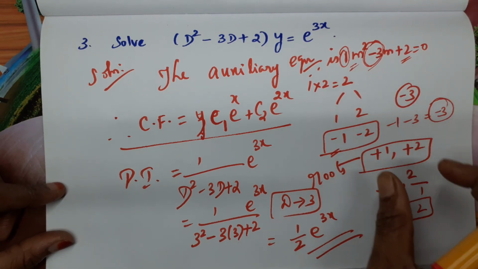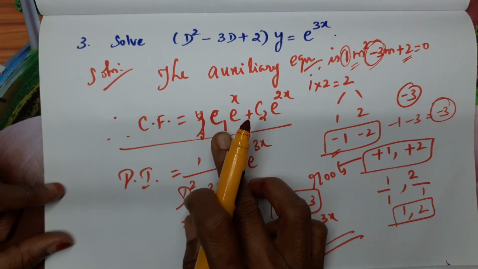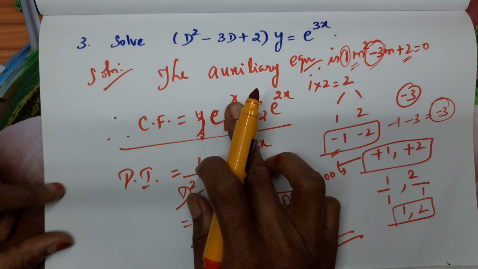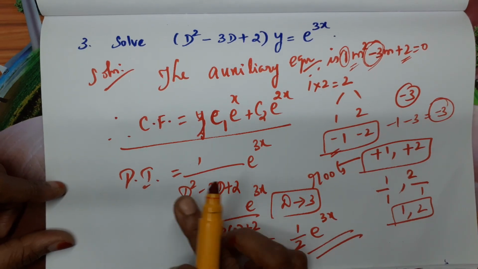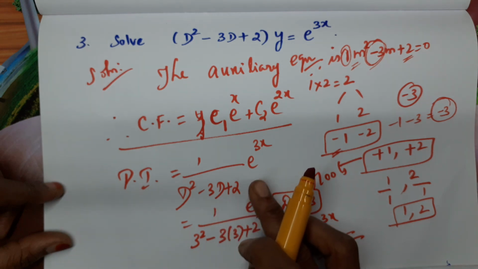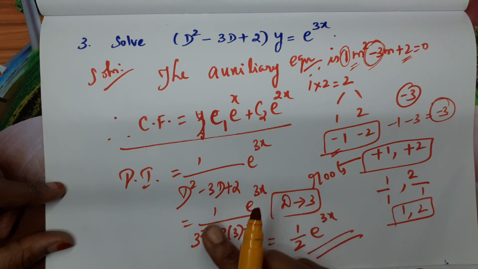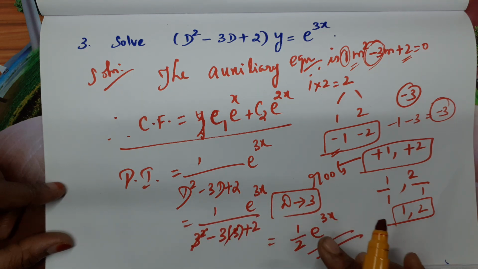Since both the roots are different, how to write the CF? CF is equal to the first constant C1 into e power first root 1 into x, plus C2 e power the second root into x. And how to find the particular integral? 1 by d squared minus 3d plus 2 into e power 3x. D has to be replaced by 3. So 1 by 3 squared minus 3 into 3 plus 2. These two will get cancelled. So 1 by 2 e power 3x.